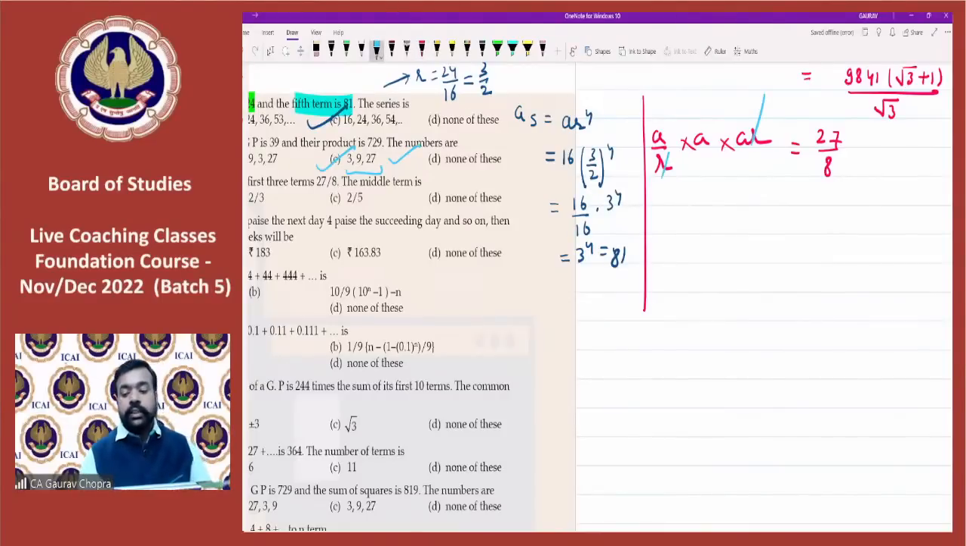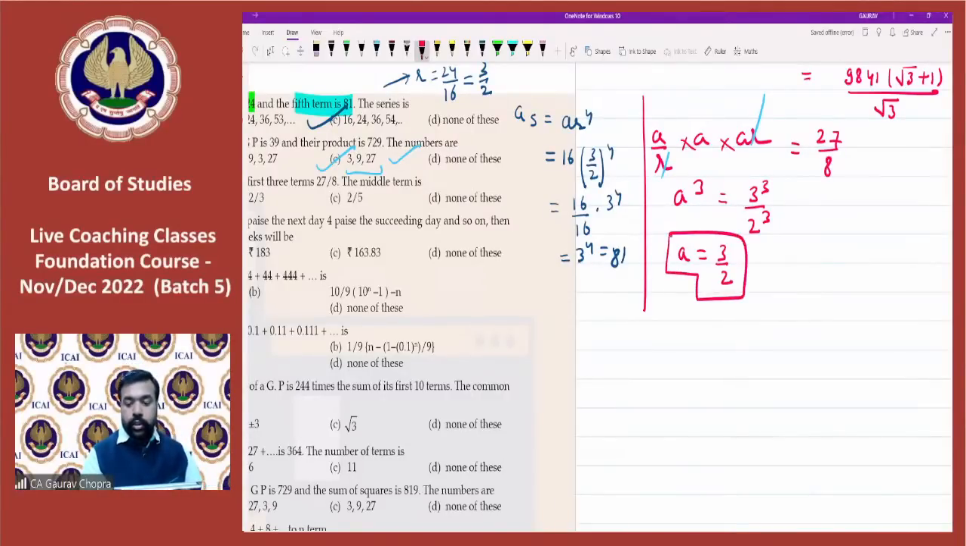So let us solve. R will get cancelled. So what is available? A cubed is equal to 27 upon 8. So simply A is equal to 3 by 2. So this A is the middle term which we have assumed. So the correct answer is 3 upon 2. Okay.